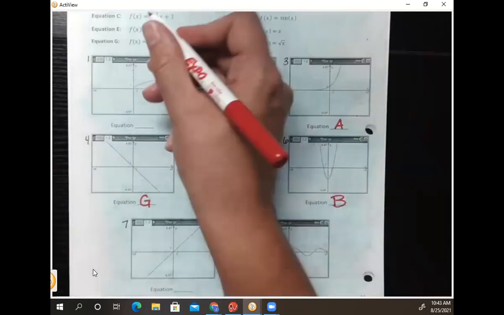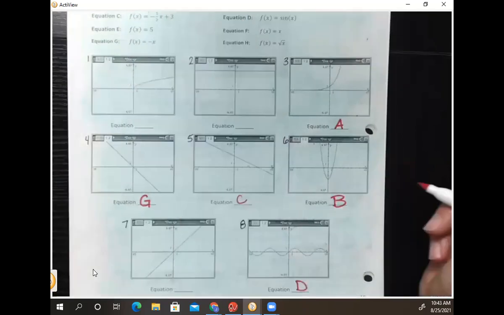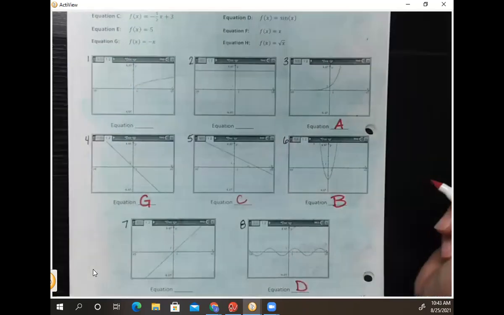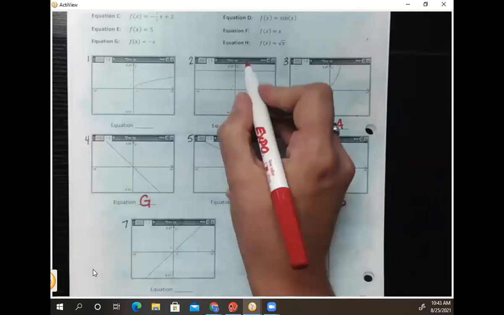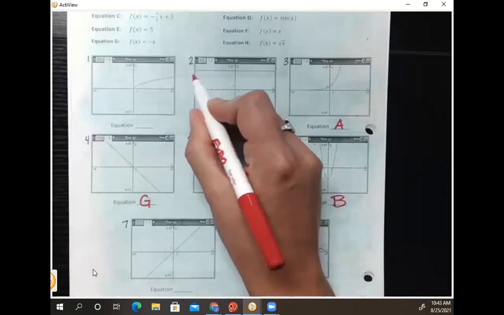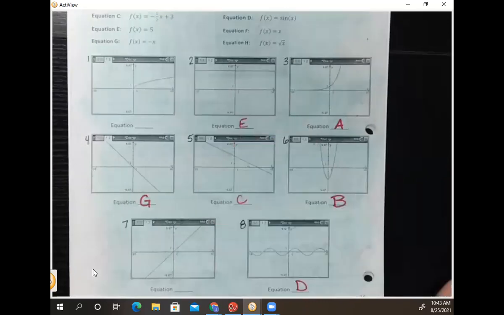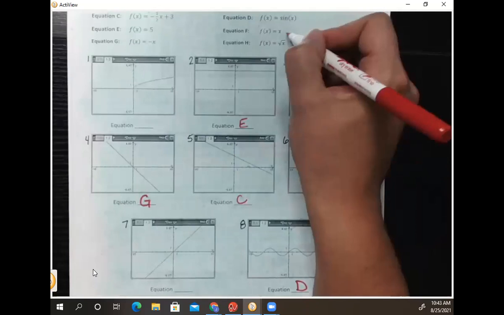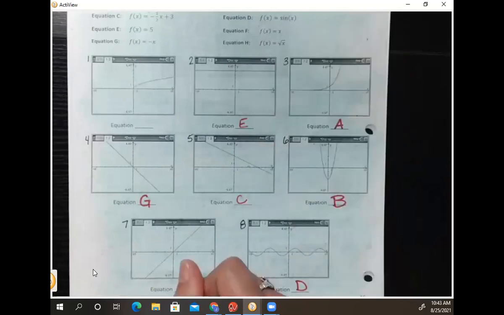We did D. How about E? f of x equals 5. Which of these graphs is the graph of 5? Yeah, that's everywhere that y is 5. So graph 2 matches equation E. F. 7. The graph of f of x equals x is 7. Also a linear equation. And then we did G.